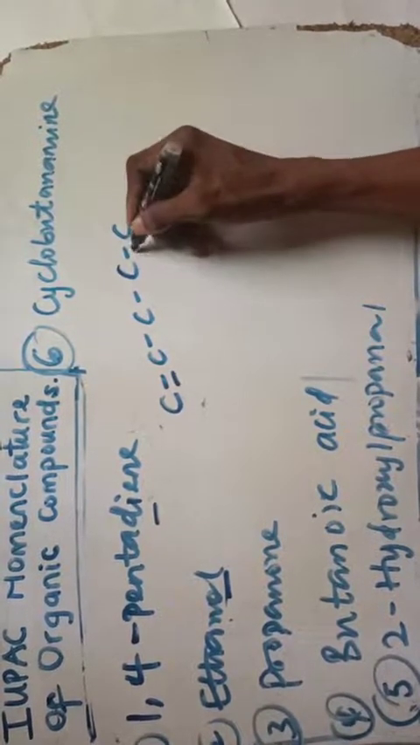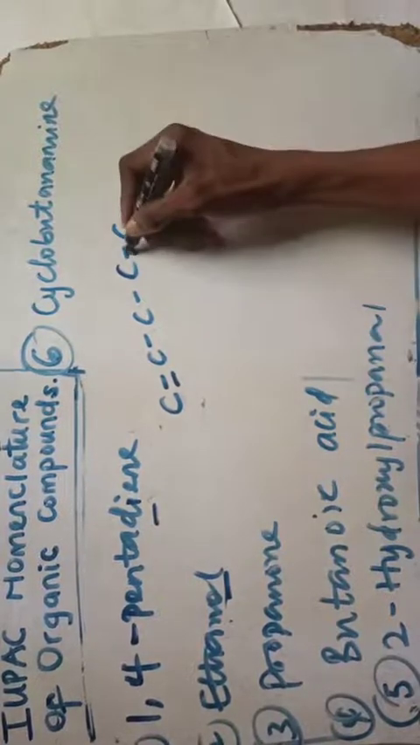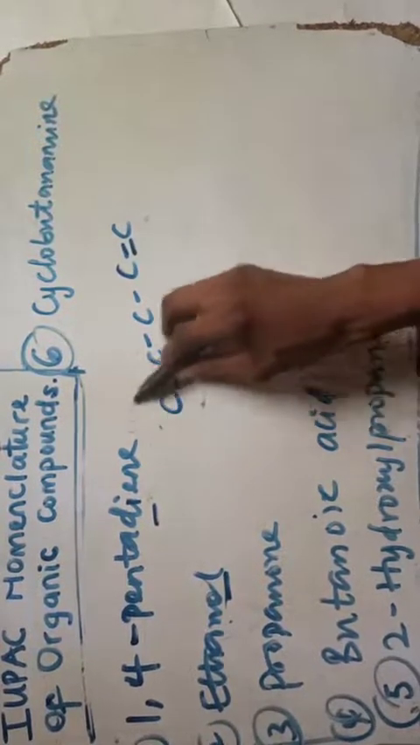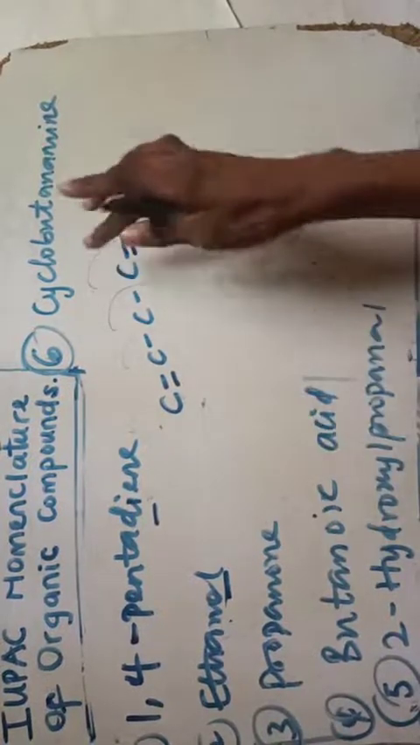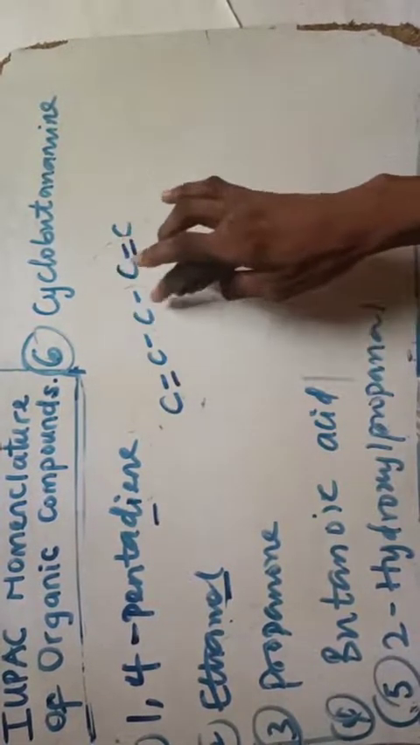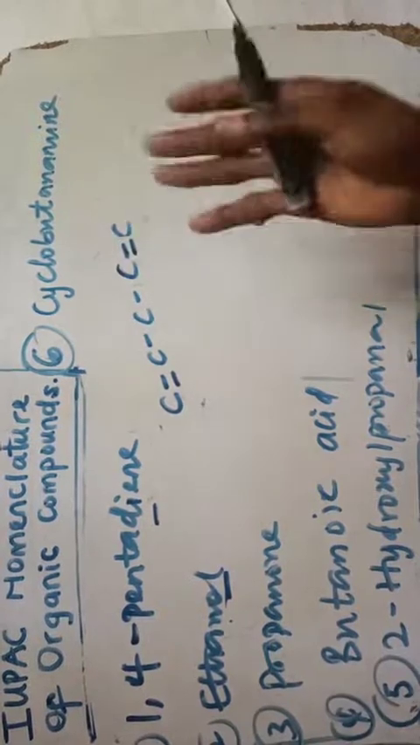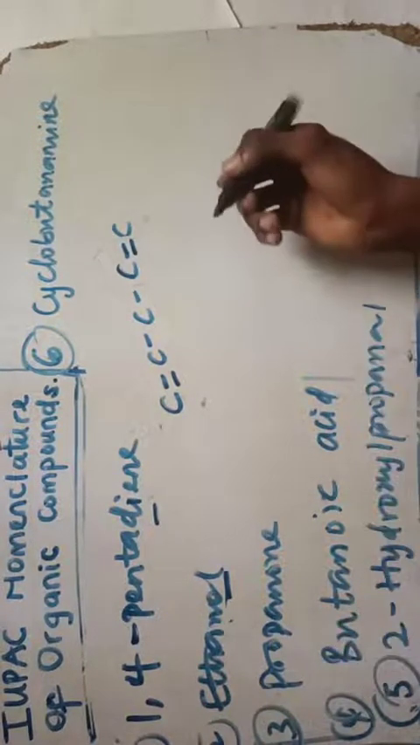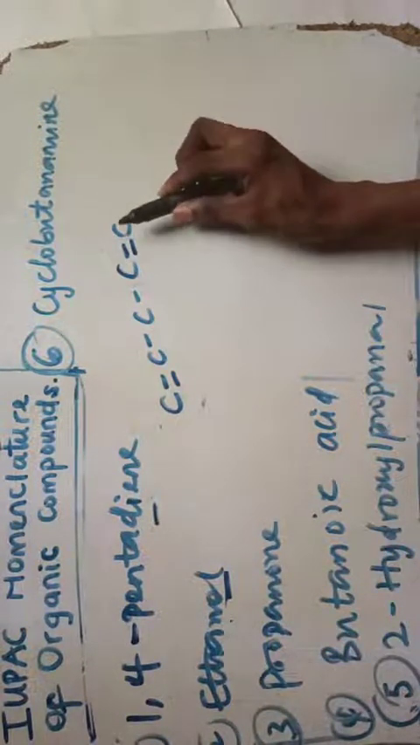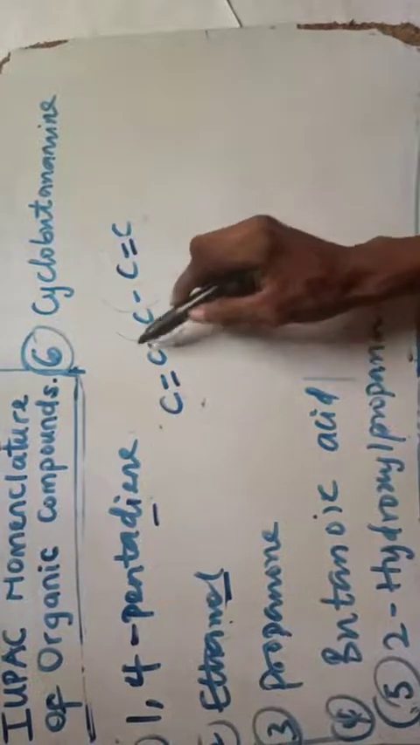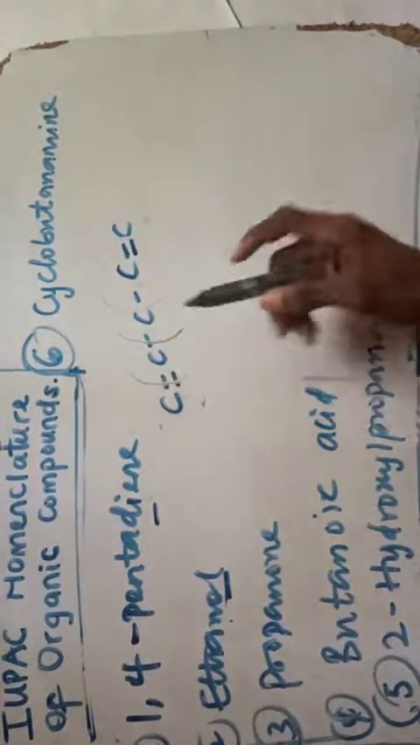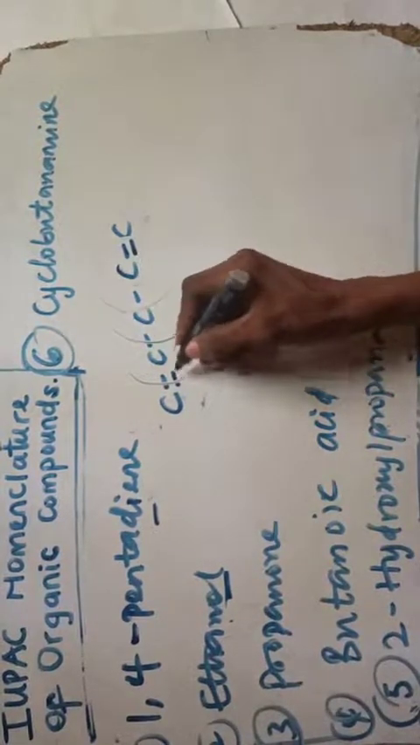So I come again, I have 1, 2, 3, 4. Okay, so that is that. Now, if you decide to start here as well, you start here 1, 2, 3, 4. You see I have this. Okay, so this is 1,4-pentadiene.